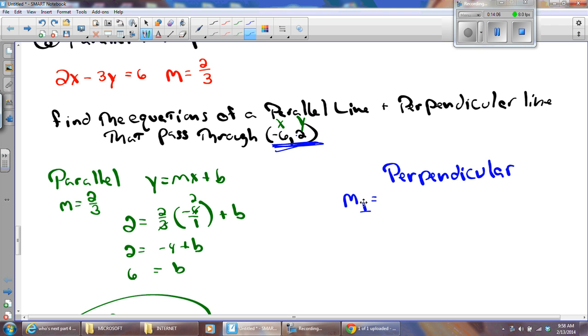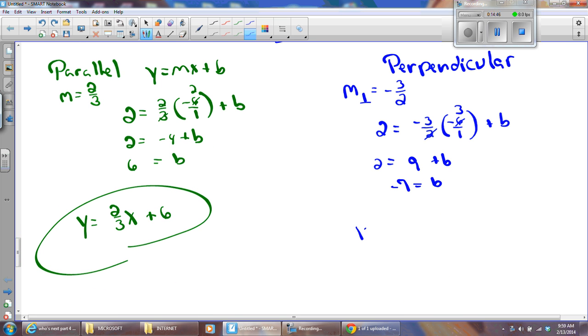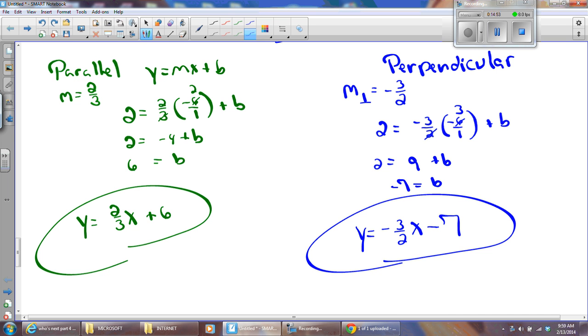All right, the perpendicular. Remember, a perpendicular slope is the negative reciprocal, so I need -3/2. All right. So I'm going to use y equals mx plus b. I'm going to plug in m, x, and y. So I'm going to get 2 equals -3/2 times -6 over 1 plus b, right? So I'm going to get 2 equals 9 plus b. Subtracting 9 from both sides will get me b equals -7. So the perpendicular equation will be y equals -3/2x minus 7. Oh my goodness, it is too simple.